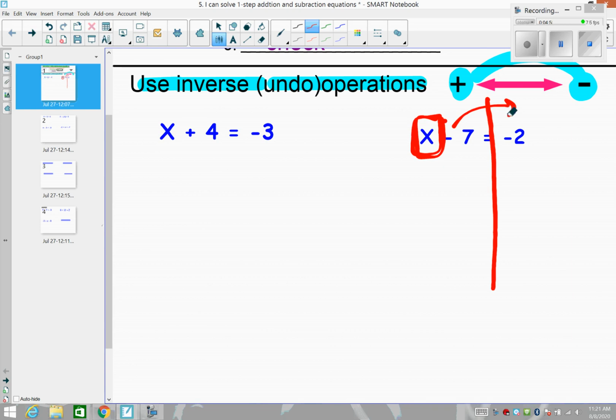In order to do that, we have to go opposite or inverse. Right now that says subtract 7. The opposite of subtract 7 is to add 7. And then we do this thing called copy, paste, copy, paste. Whatever we do to one side, we have to do the other side.